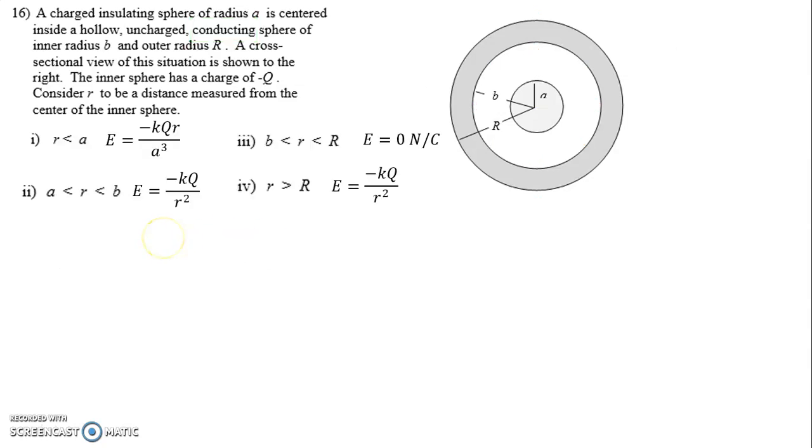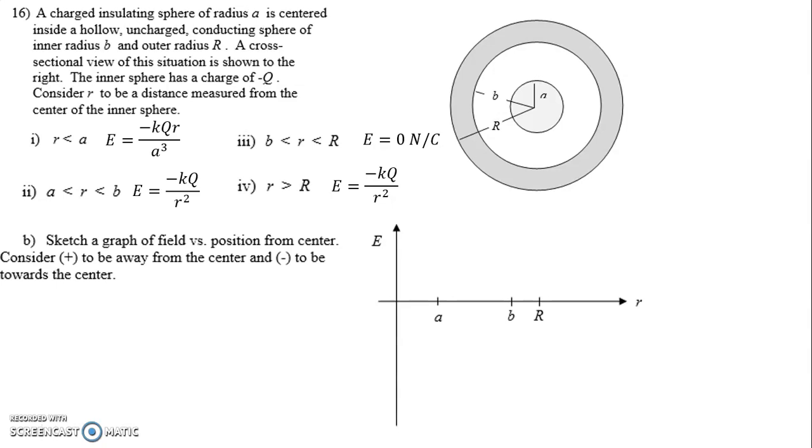All right, so here's our summary of all the different fields and all the different regions, because now we're going to go on to letter B, sketching out the graph. At this point, definitely pause the video and sketch out what you think the graph looks like, and then come back to see how I do it. Okay, so first I'm going to put some little dashed lines there.